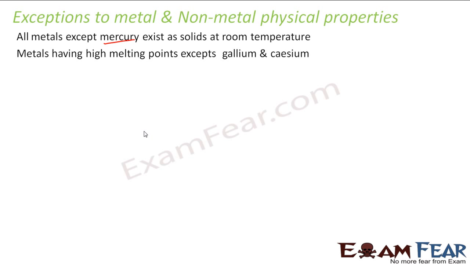As I told, metals have a high melting point, but gallium and cesium have a low melting point. I told that generally non-metals are non-lustrous, but if you see, iodine is a non-metal, but it has shine.